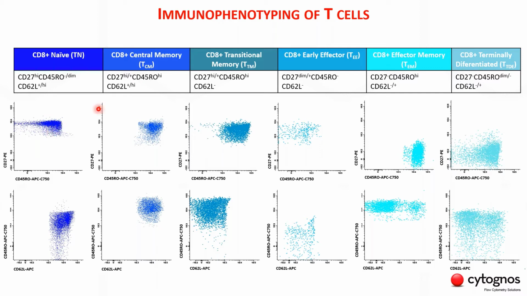However, an additional subpopulation can be found among the CD8 positive cells that is not easily found in the case of CD4 positive T cells. Those are the early effector CD8 positive T cells, and they are characterized by dim or positive expression of CD27, a negative expression of CD45RO, and also negative expression of the CD62L marker.